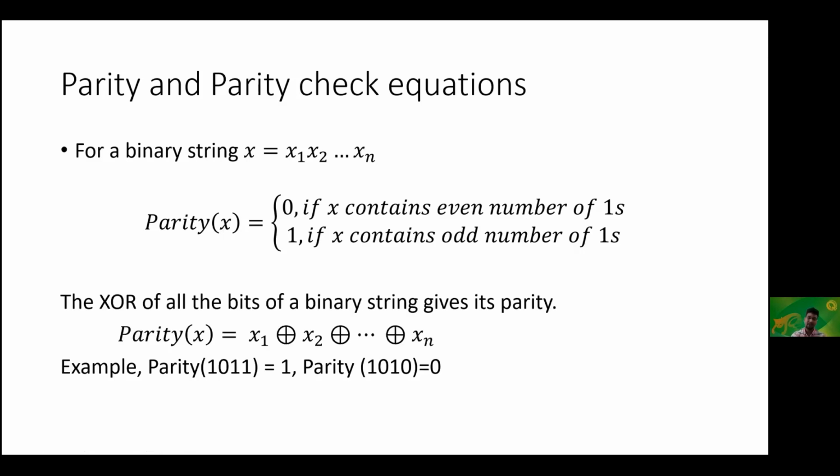Now, this parity can also be computed using the XOR operation directly. Instead of going through all the bits and counting one by one the number of ones, you can just take a Boolean equation where you XOR all the bits x1 to xn, and the outcome would be the same as the parity. So for example, the parity of 1011 is 1 because there are an odd number of 1s. The parity of 1010 is 0 because that is an even number of 1s.